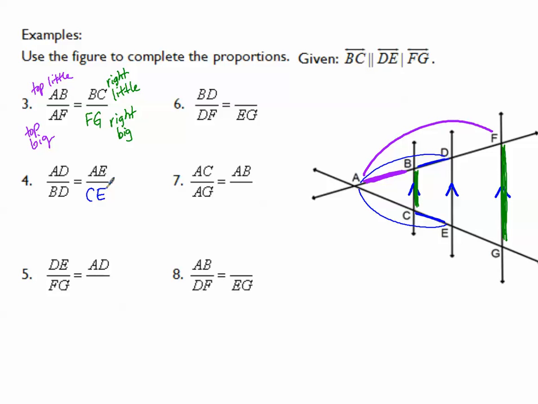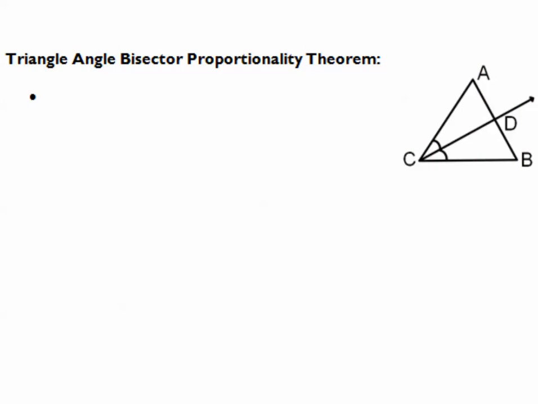Let's take a look at a similar theorem. The last one we're going to talk about today, triangle angle bisector proportionality theorems. So this is a picture of a ray bisecting an angle of a triangle. This is making two congruent angles. This ray is bisecting it.